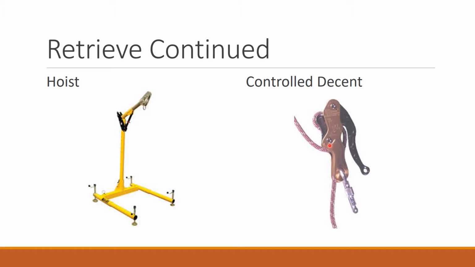This is a last resort. I wouldn't recommend using it, but if that's the only option you have left, then it is safe to use. As you can see, the rope is strung through here, and with this handle, it acts like a brake. When you're falling, if you want to slow down, you squeeze the handle, and it slows you down, controlling your fall.